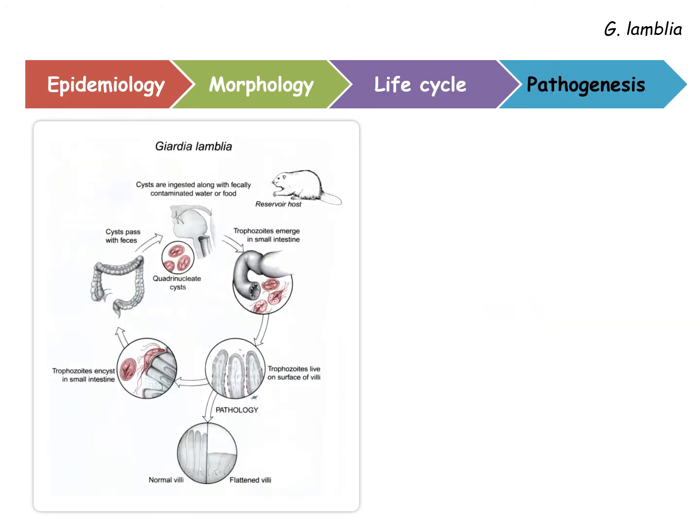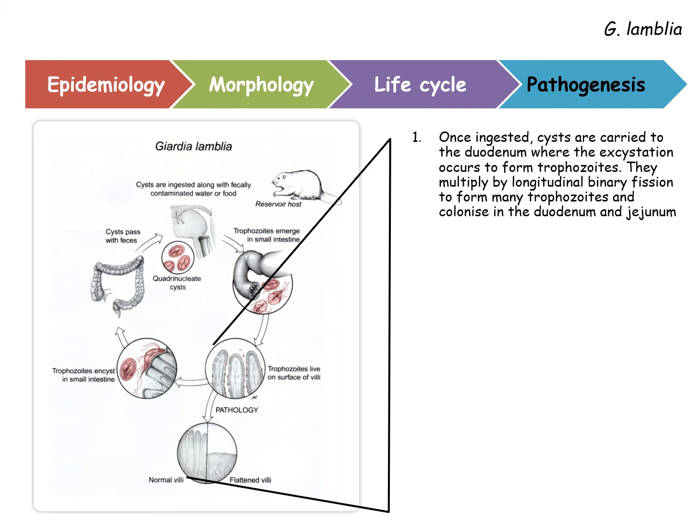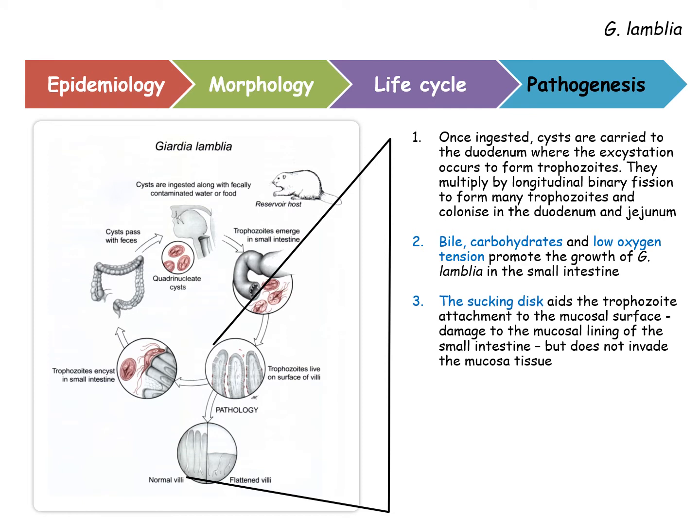Okay, now we look at the pathogenesis process of the infections. After excystation, the protozoan continues to reside in the duodenum or jejunum part of the body. The area is rich with bile, carbohydrates, and has low oxygen tension. The sucking disc facilitates the attachment of the parasite to the mucosal surface, and this leads to damage on the mucosal lining of the small intestine.